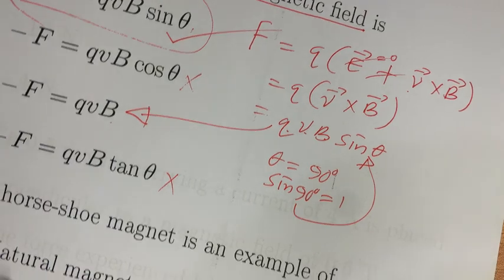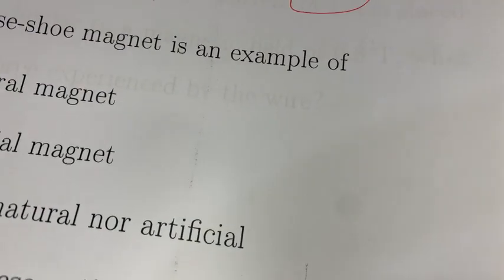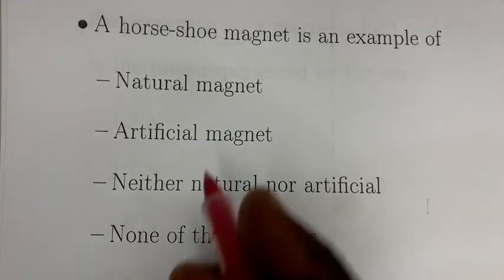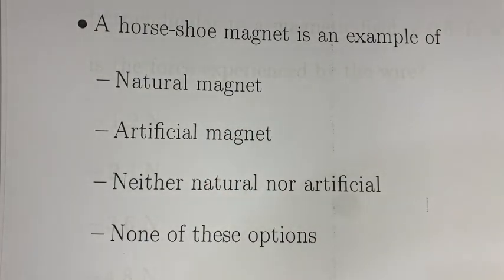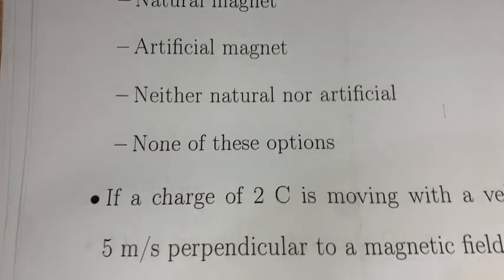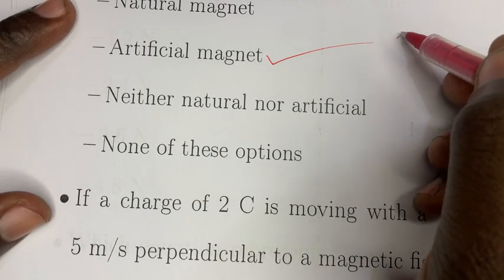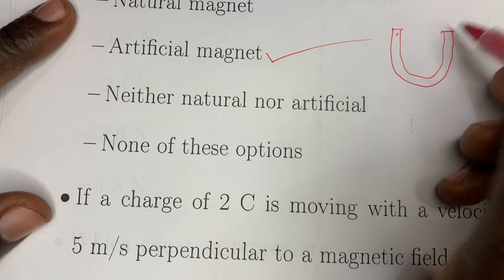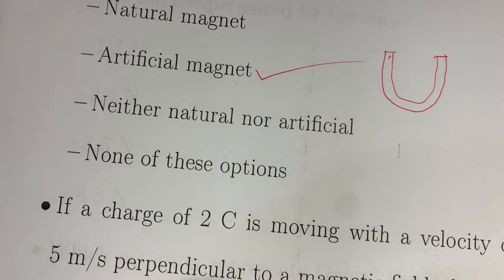Now the next one says, a horseshoe magnet is an example of what kind of magnet? Is this a natural magnet or artificial magnet? Neither natural nor artificial, none of these options. The correct option is artificial. A horseshoe magnet is a kind of magnet that looks U-shaped. You normally see it in the lab. We call it a horseshoe magnet. Okay, it's a man-made magnet.